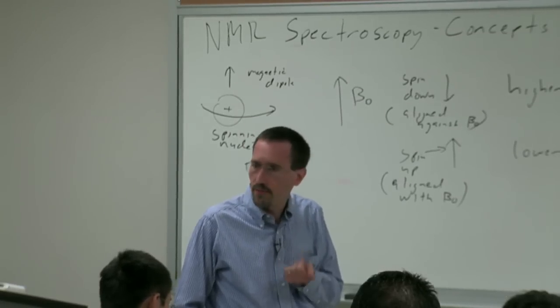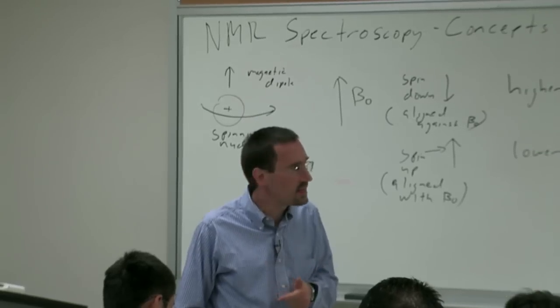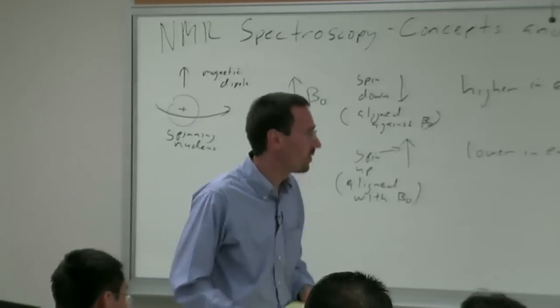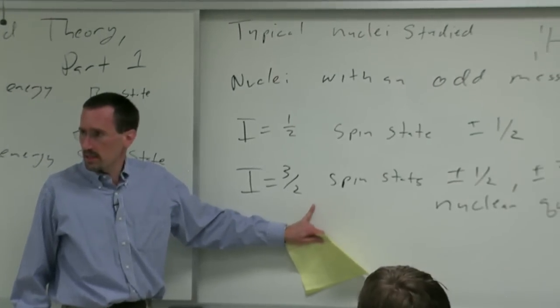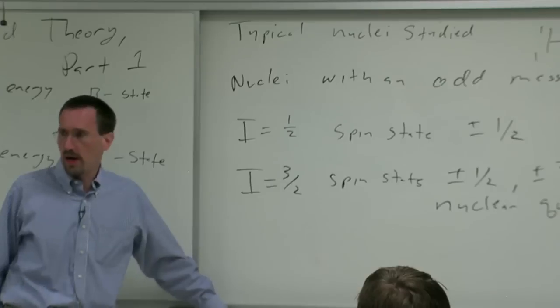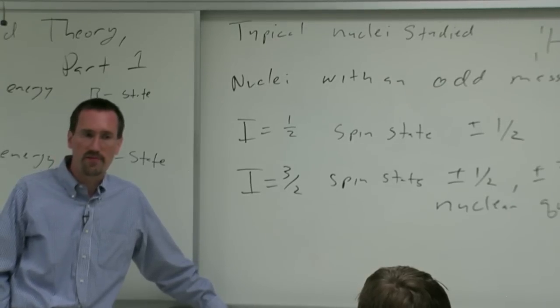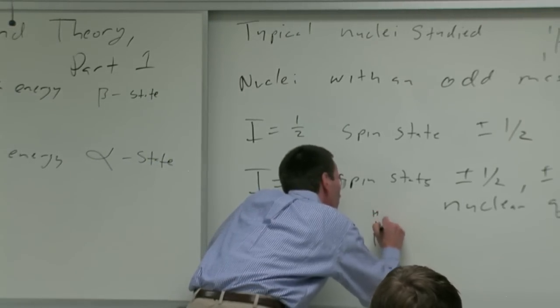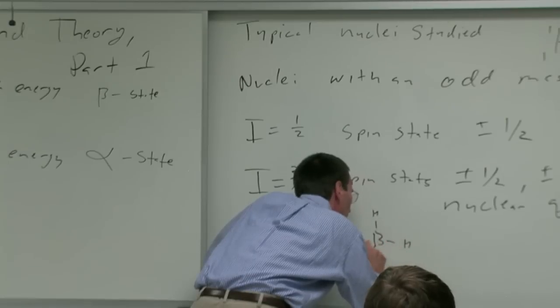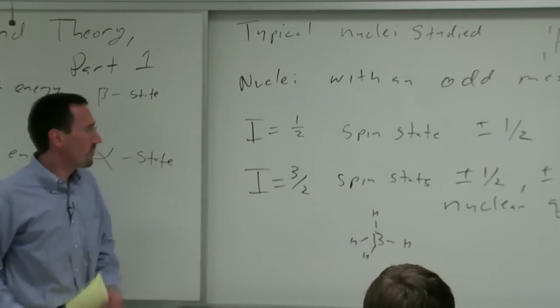Relaxation is affected by properties like symmetry as well, and I'll get to that in a moment with another example. But if I give you an example of a nucleus with a spin state of 3/2, so boron, there are two different isotopes. There's B10 and B11. And B11 has a spin state of 3/2.